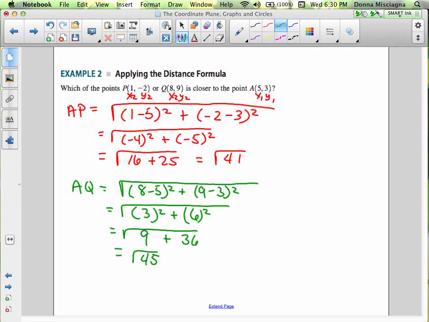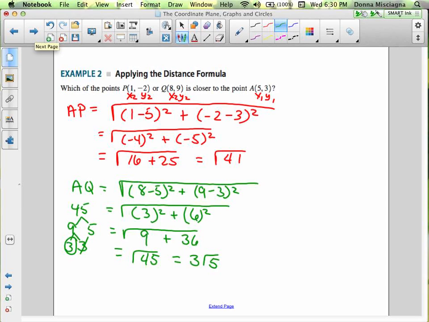By the way, that does simplify. It's a good idea to go over it. So 45 is 9 times 5. 9 is 3 times 3. We've got a pair of 3s, so one 3 comes out, one 3 goes away. Simplified, this is 3 square roots of 5.